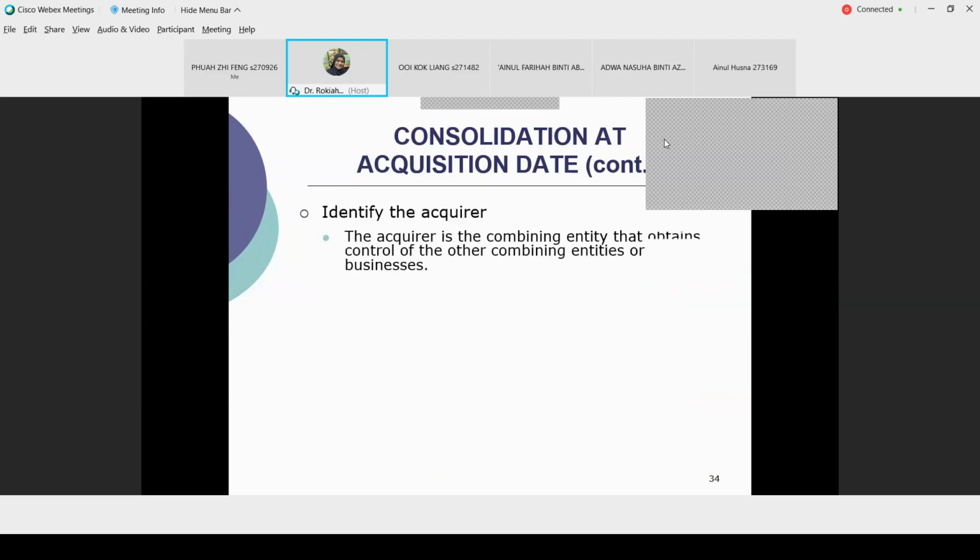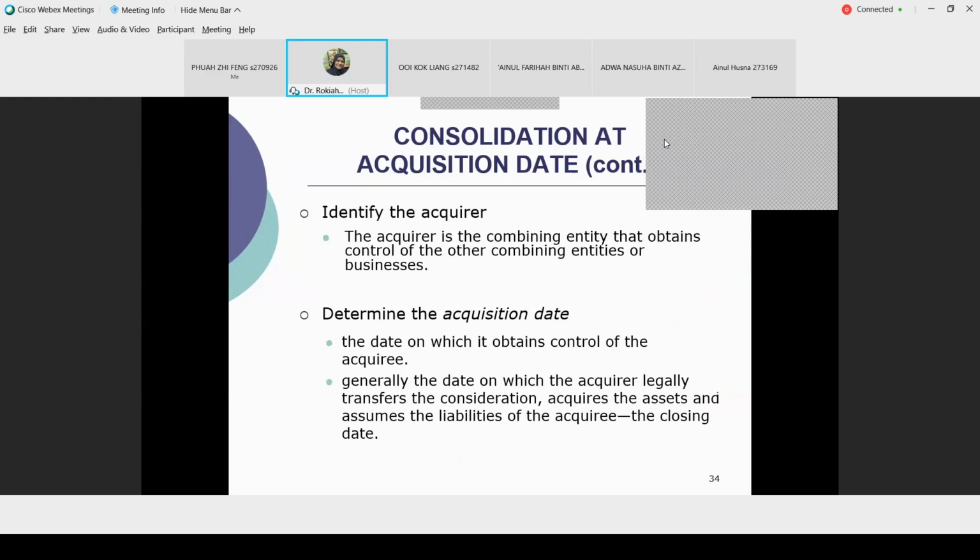Okay, proceed. So the first one, we need to identify the acquirer, or the parent here. The acquirer is the combining entity that obtains control of the other combining entity or business. The acquisition date is the date when you obtain the control.